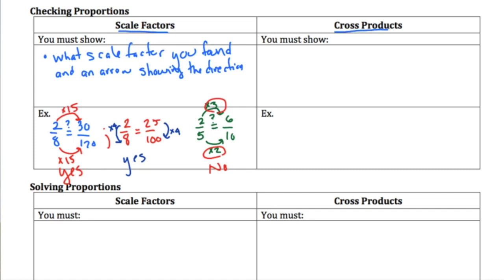Let's also go ahead and look at a different method by using cross products. So if you're going to use the cross product method, which you're like, what's a cross product? We're getting there. The cross products in each direction is what you must show.